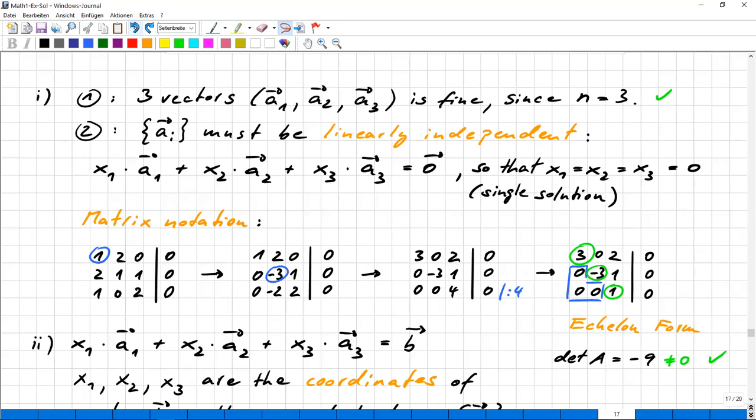And perhaps not everybody of you knows how to calculate the determinant of a 3x3 matrix. The Sarrus rule is one method, or developing by one row or one column. I don't want to do either.